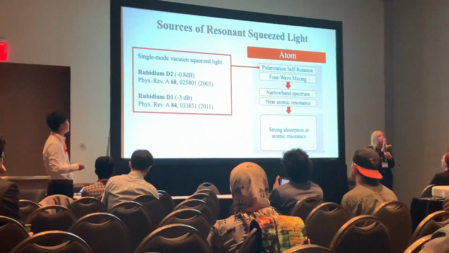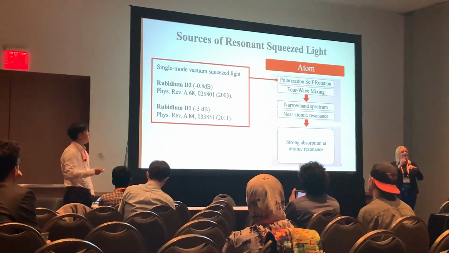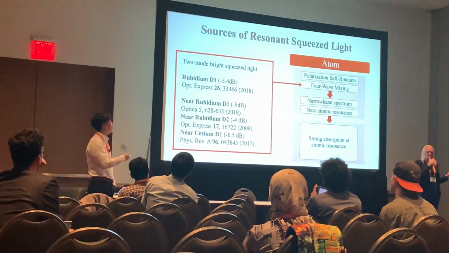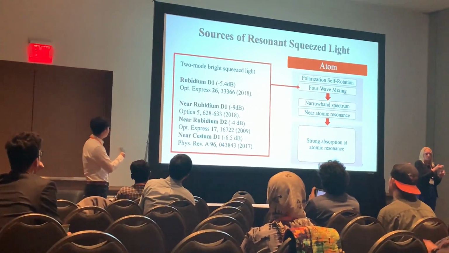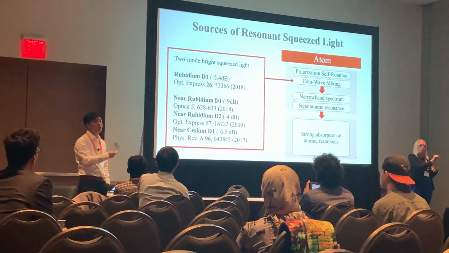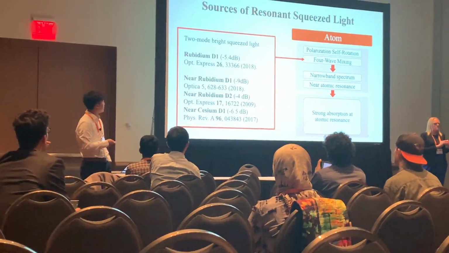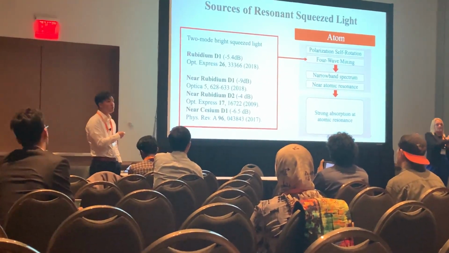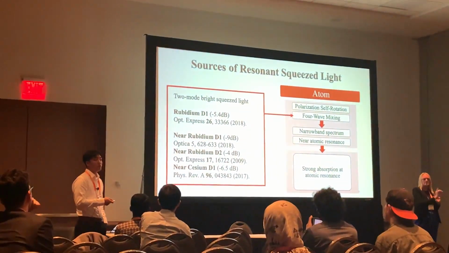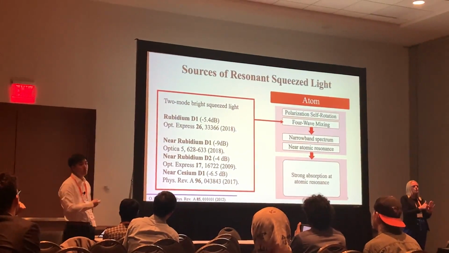With polarization self-rotation, they generated single-mode squeezing on resonance with the rubidium D1 and D2 lines. The four-wave mixing process is slightly different because it generates two-mode squeezed light with a large degree of squeezing. Last year, we generated about 5.4 dB on resonance, and in our lab we can generate about 9 dB of squeezing near resonance, and other people have generated it near the cesium D2 and D1 lines. Four-wave mixing can generate two-mode squeezed light, which has interesting properties such as entanglement. However, in particular for sensing applications, people have shown that single-mode squeezing is better than two-mode squeezed light.